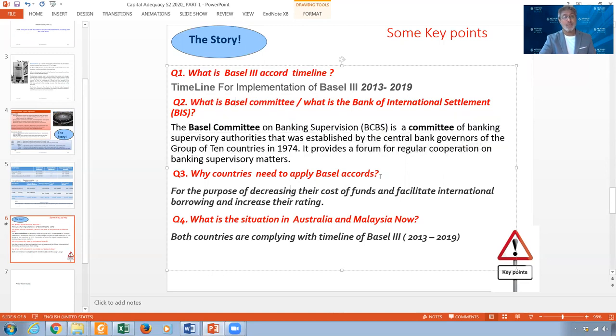Why do countries need to apply Basel? You can't choose not to apply. The problem is, if you have any international transactions or connections, your cost of capital will be higher. Your rating by those rating agencies will be lower if you are not complying with the Basel Accord. So at the end of the day, you have to comply. What is the situation in Australia and Malaysia? Both countries are complying with Basel, and they have applied it, and this applies to most countries around us and to those developing economies.